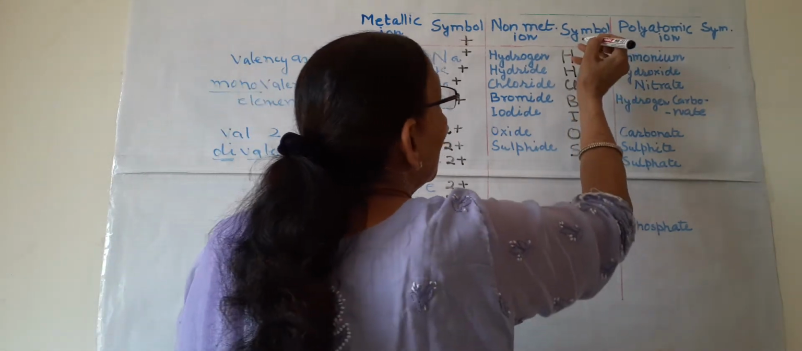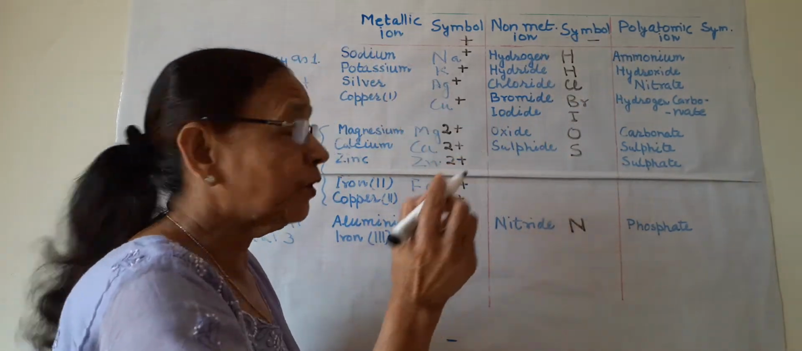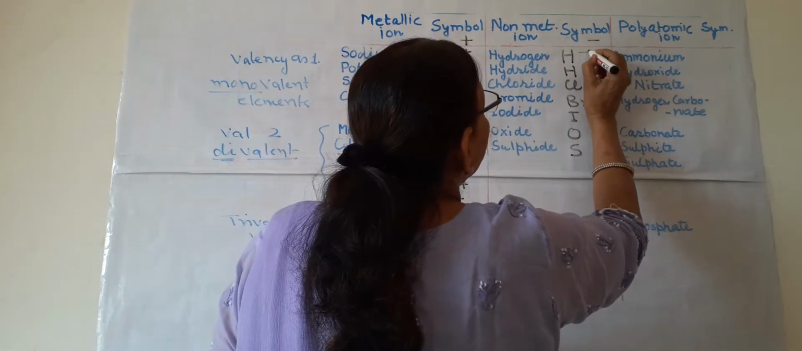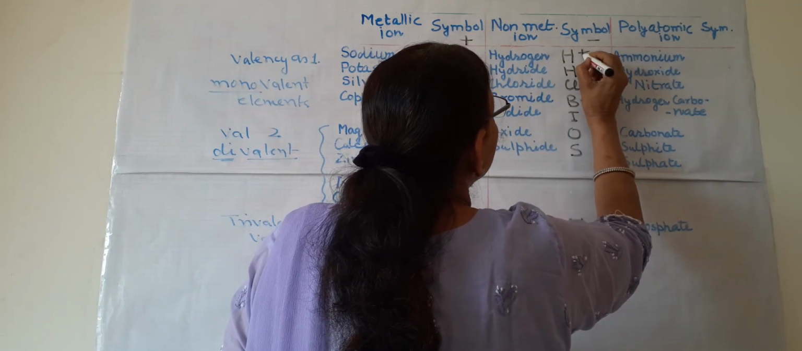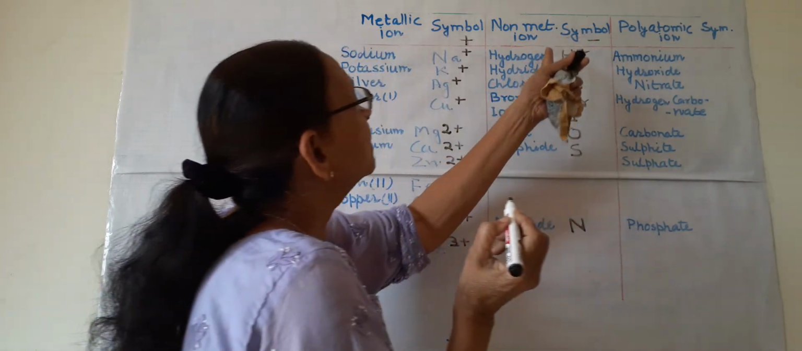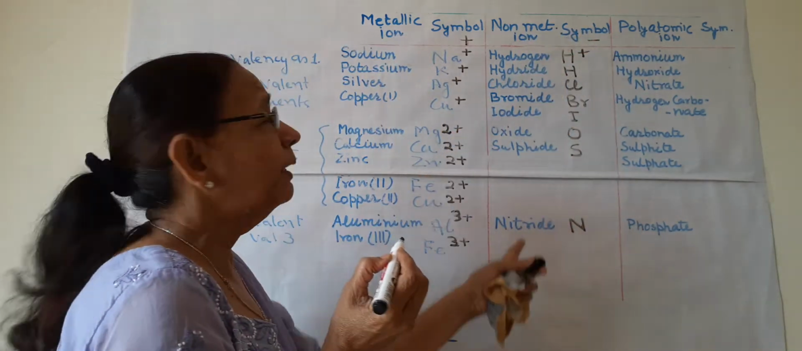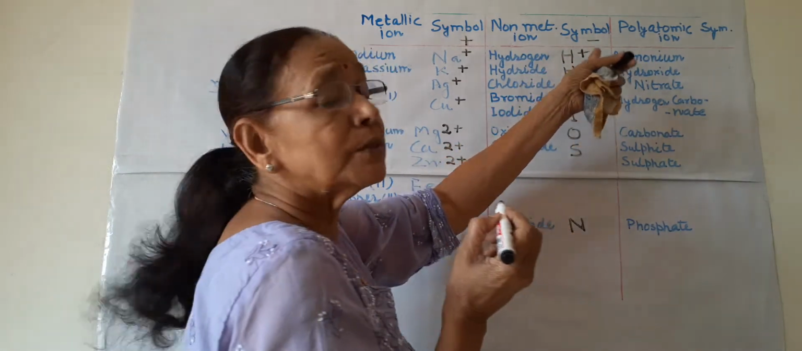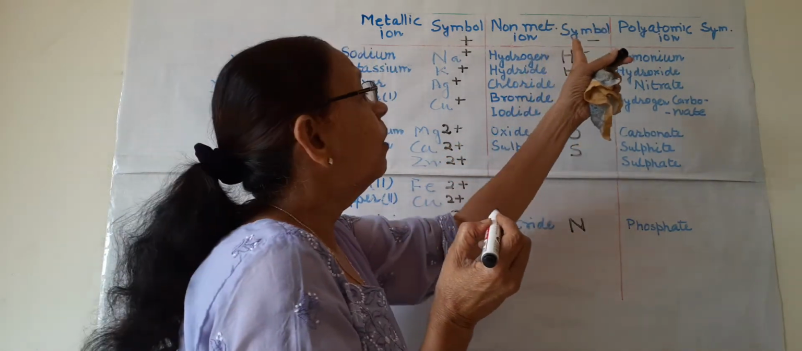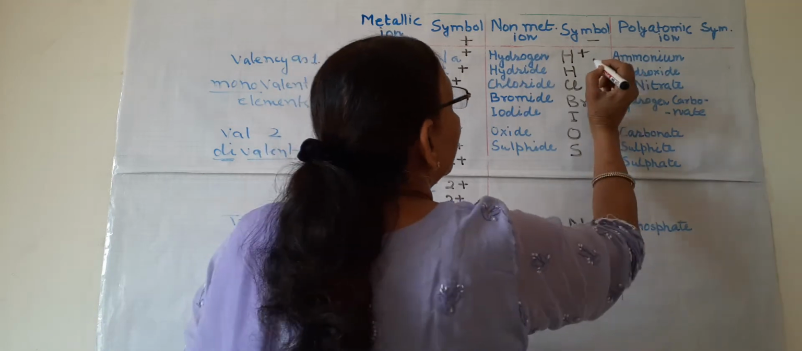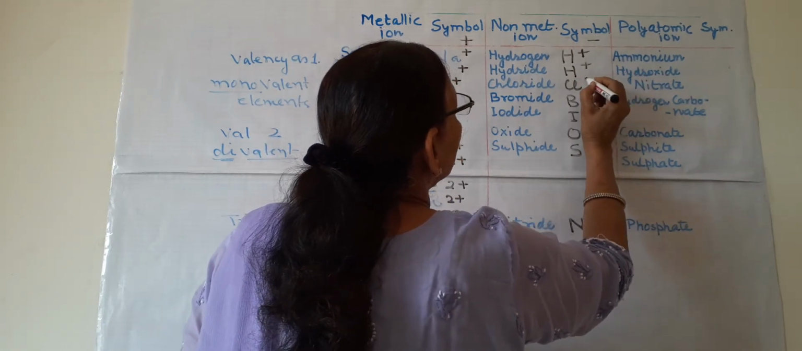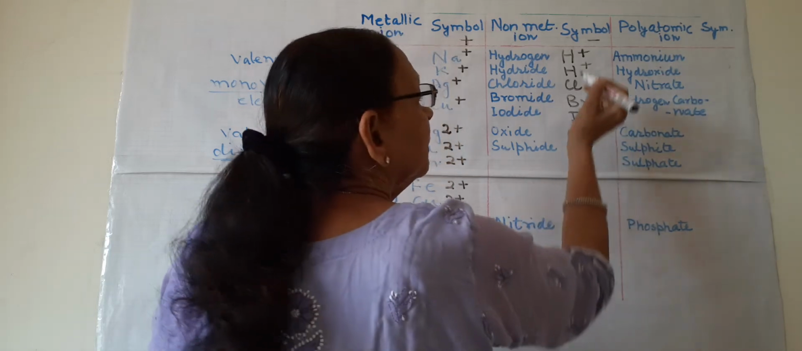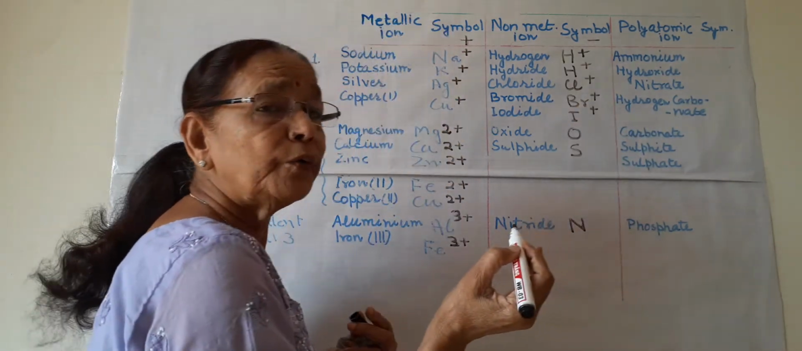But hydrogen is an exception. Though it is a non-metal, its valency is plus 1. All these are non-metals. Hydrogen is a non-metal, but its valency is single plus or 1 plus. Hydride also 1 plus, chloride, bromide, iodide, all are monovalent.